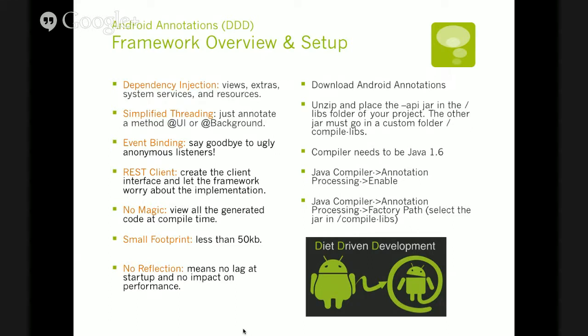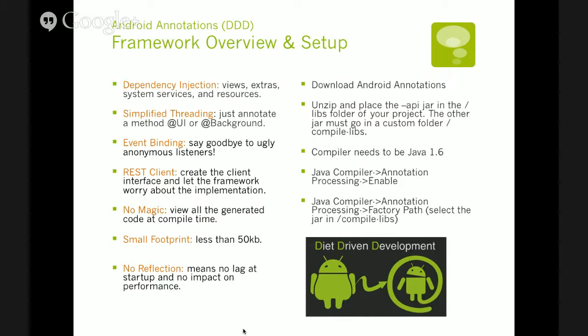I liked that it got rid of the anonymous listeners and the on-click events. You could just take a function and annotate it as on-click, and then write the code that happens when you click it there. It had a REST client. Like I said before, everything happened at compile time. The footprint for it is a lot smaller than most of the other frameworks I looked at too. It was less than 50 kilobytes that it added to your application.